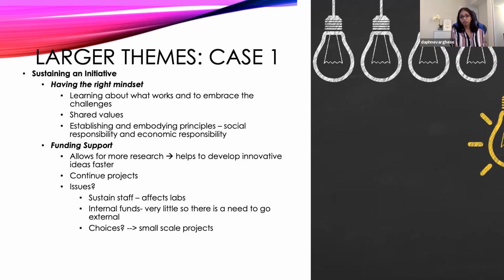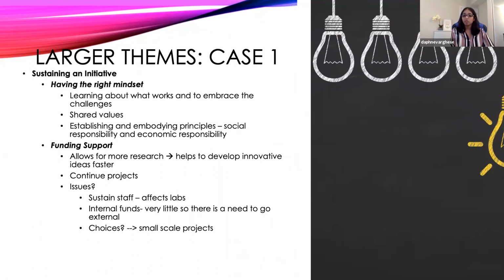As mentioned earlier, funding support is another highly referenced factor in sustaining an initiative. Funding support for an initiative means more research, which in the larger light means helping to develop projects that were already established, which also means developing innovation faster, as well as continuing projects that were already established in the developing stage.